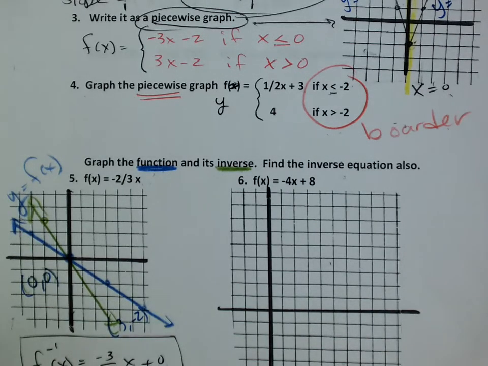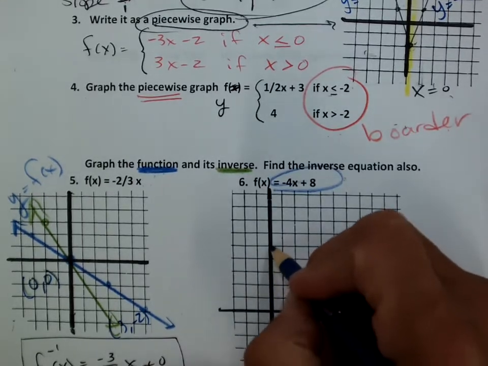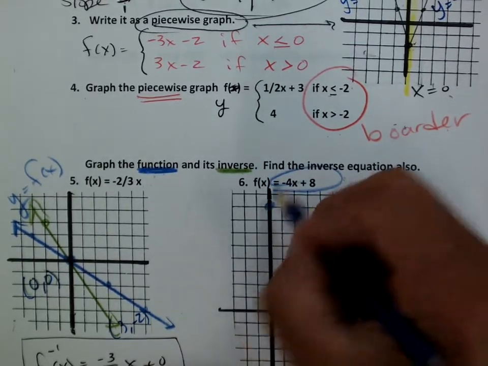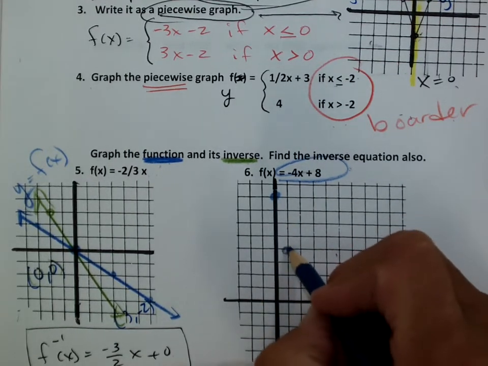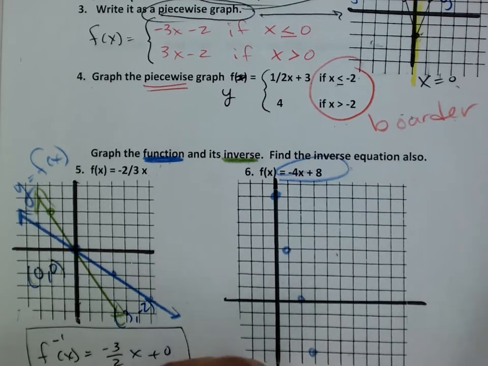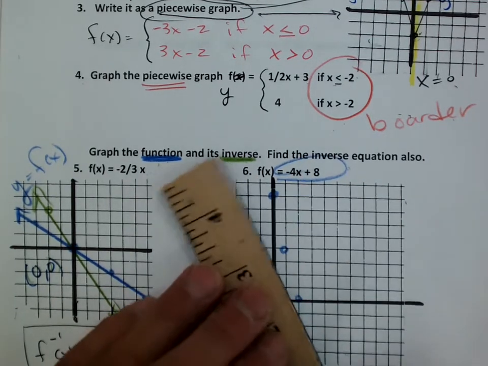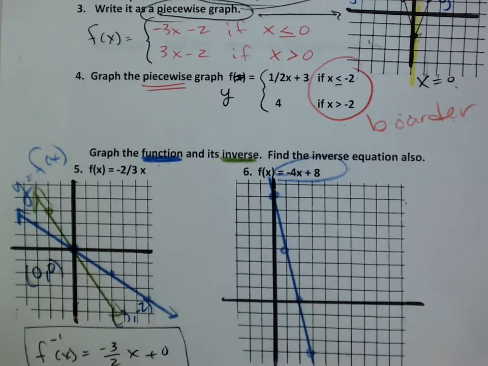Okay, 6. Number 6 isn't that hard. Let's graph the original. Start at 8. 1, 2, 3, 4, 5, 6, 7, 8. Slope it down 4 over 1, down 4 over 1. Okay, I'm going to graph that in. Okay, there we go.